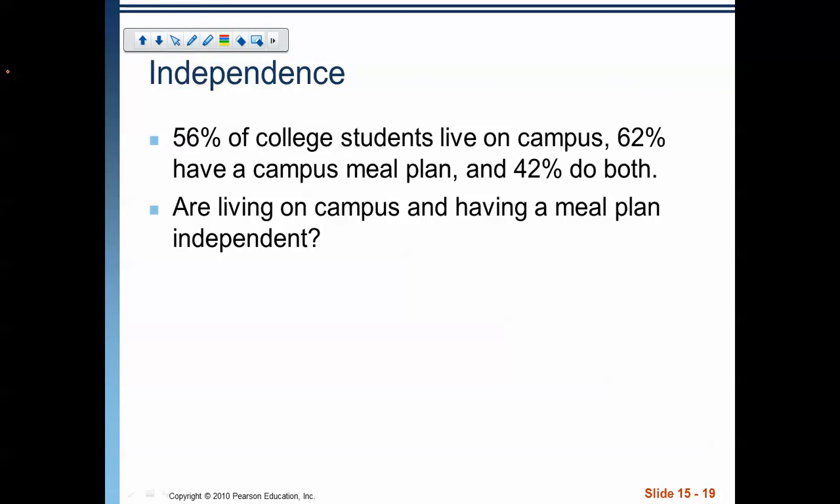So let's calculate it. We need to find out, does P of meal plan given on campus equal P of meal plan?